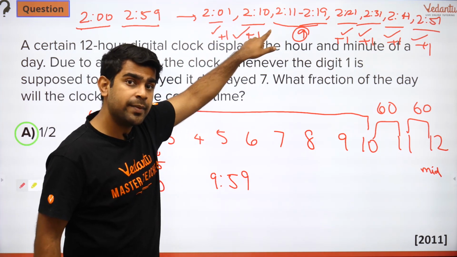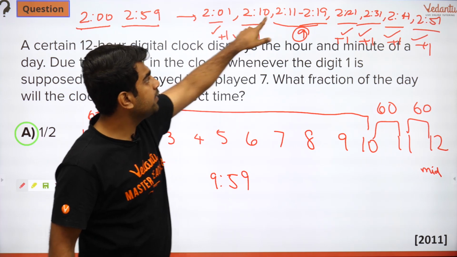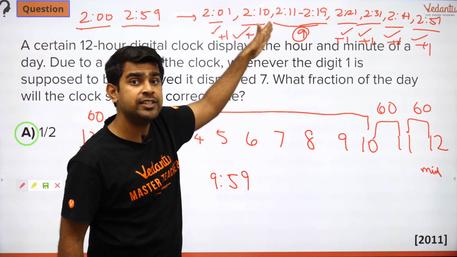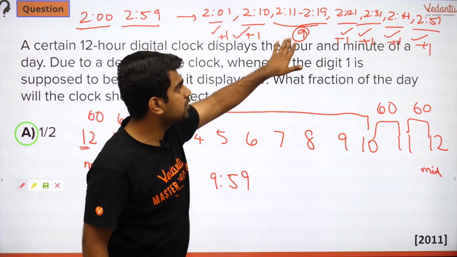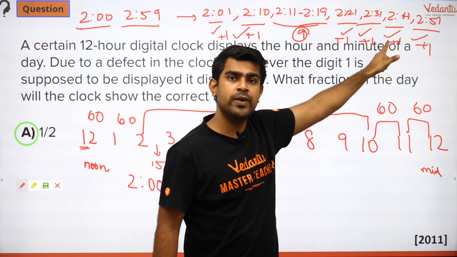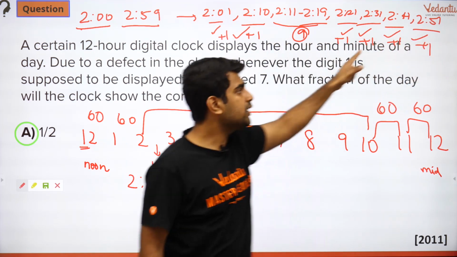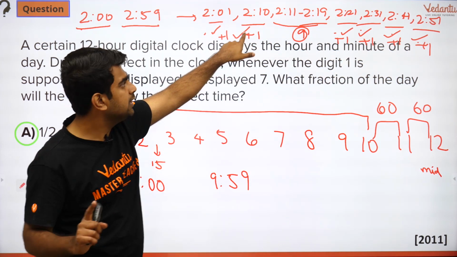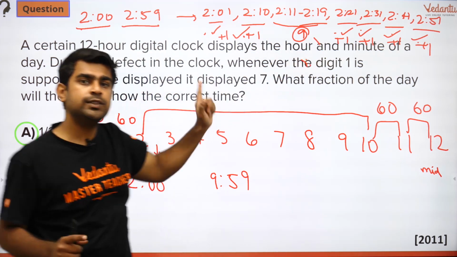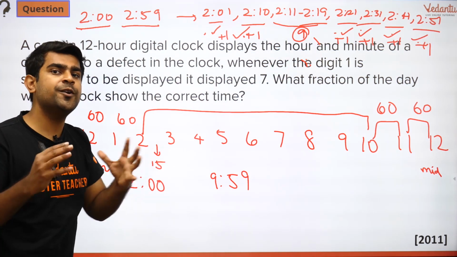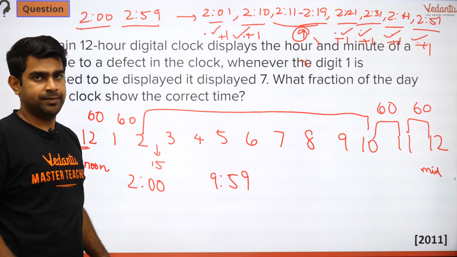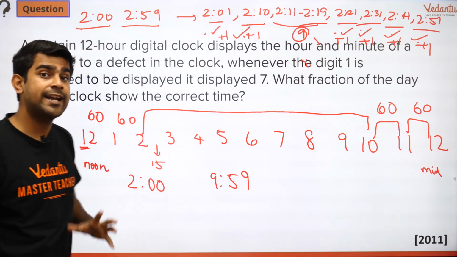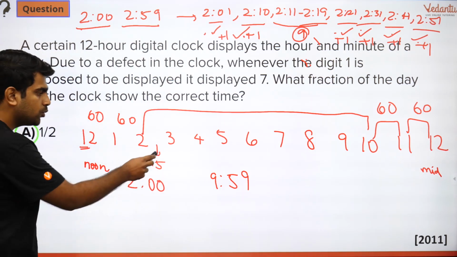2:10, again 1 is coming, so 1 minute here gone. And 2:11 to 2:19, everything is gone because 1 is present in everything from 11 minutes to 19 minutes. So that is also counted. Then 2:21, 2:31, 2:41, 2:51. So totally how many are there? 1, 2, 3, 4, 5, 6 individual minutes and 9 continuous minutes. So 6 plus 9 is 15 minutes of incorrect time. That's the right way to put it. So 2 to 3, 15.